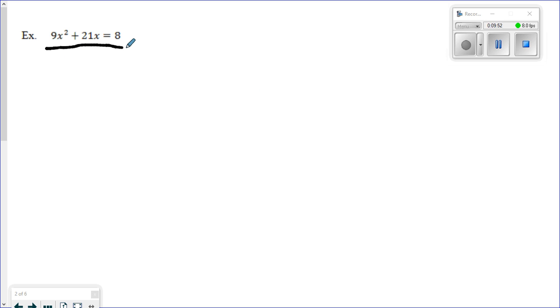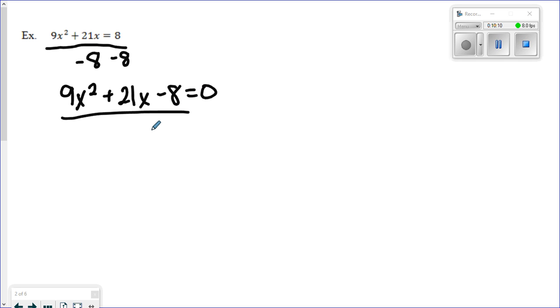Again, we have a quadratic, but right now it's not equal to 0. So what I need to do is set it equal to 0. So to make that happen, I need to subtract 8 from both sides of the equation. So now I'll have 9x squared plus 21x minus 8 is equal to 0. So now we have a quadratic in our standard form set equal to 0. And we are happy with that.